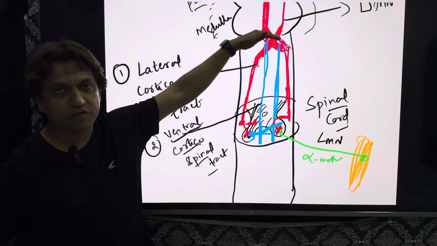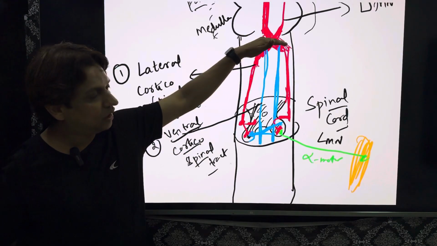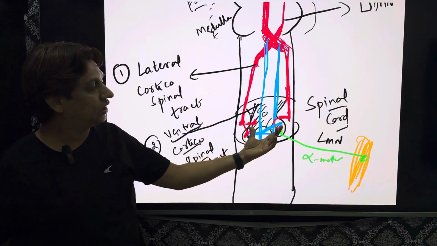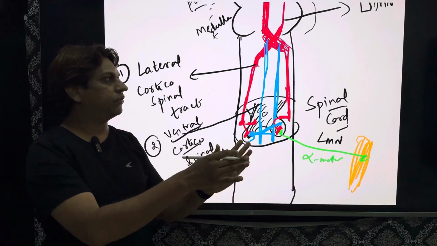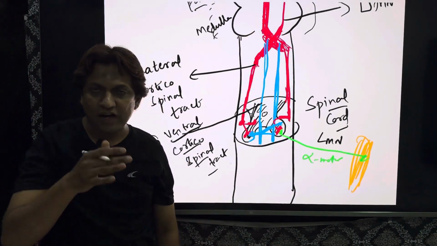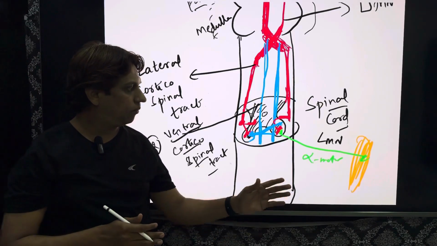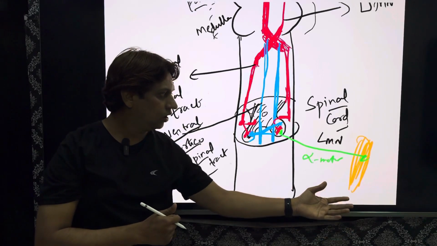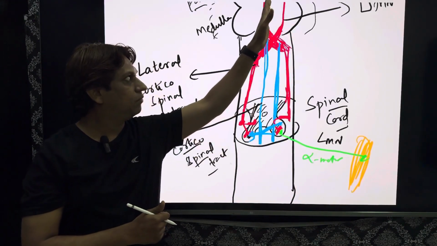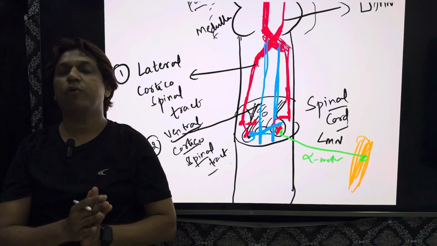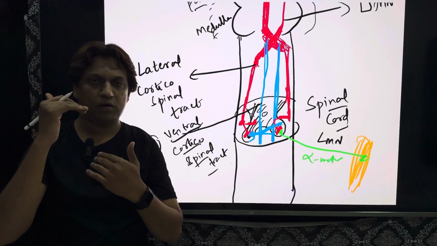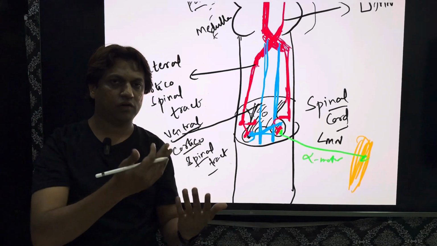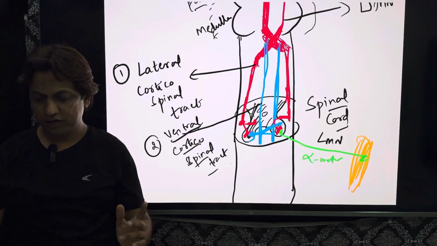So 80% of the fibers cross at the level of the medulla, the remaining 10 to 20% cross at the level of the spinal cord. So ultimately almost all 100% of fibers will cross to the opposite side. That's why the muscle contraction, relaxation, or the voluntary control of a muscle or movement is ultimately controlled by the opposite side primary or supplementary motor cortex or premotor area. Okay, this is the reason.